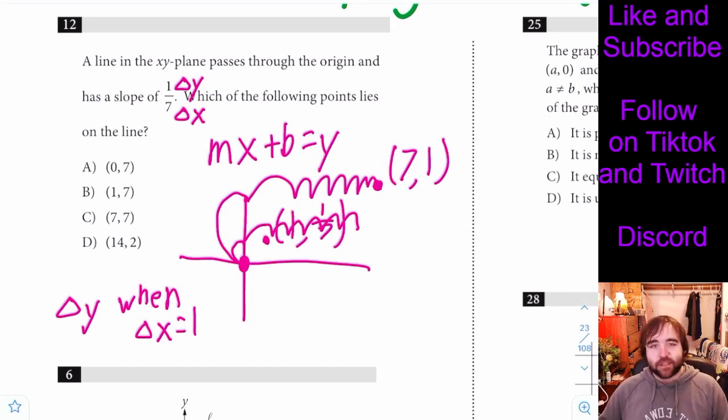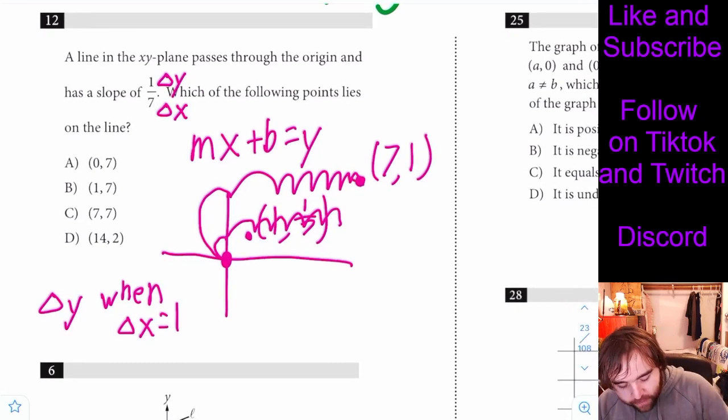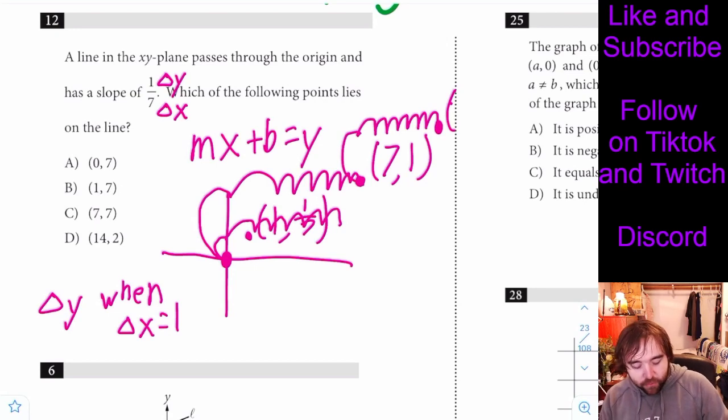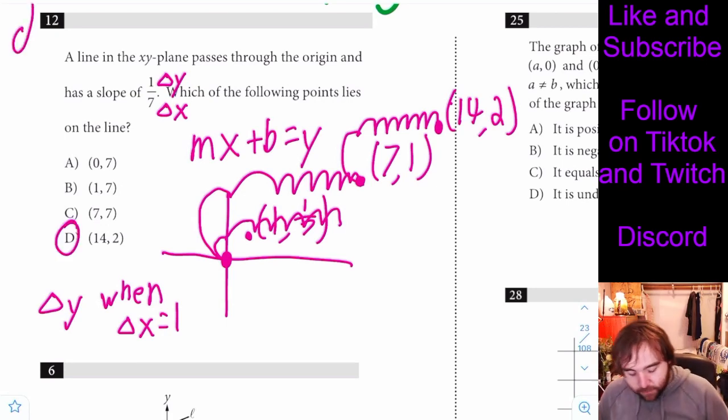It'd be a lot easier to see if we had graph paper, but the SAT doesn't provide us graph paper. So that would be a point on the line, 7, 1. But that's not an answer choice. So to get another point, we're just going to have to do it again. We're going to have to go up by 1 again and over by 7 again. So we went over another 7, so now we're at 14. We went up another 1, so now we're at 2. So that would be D.